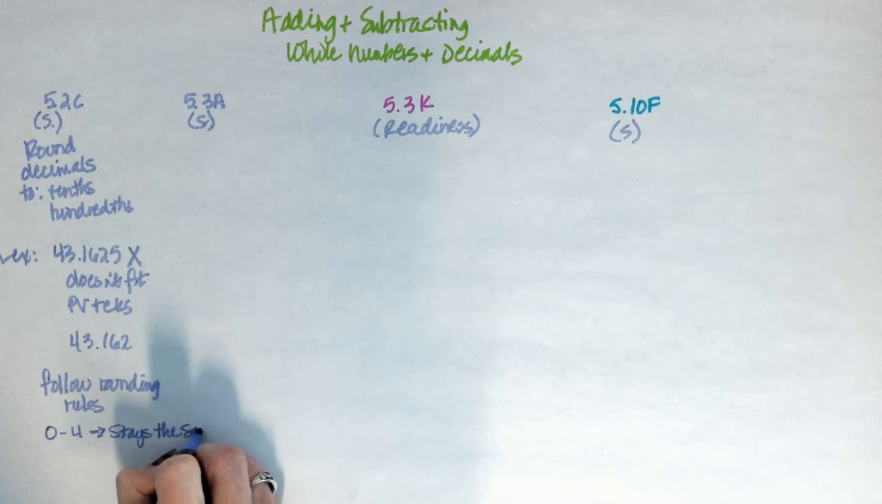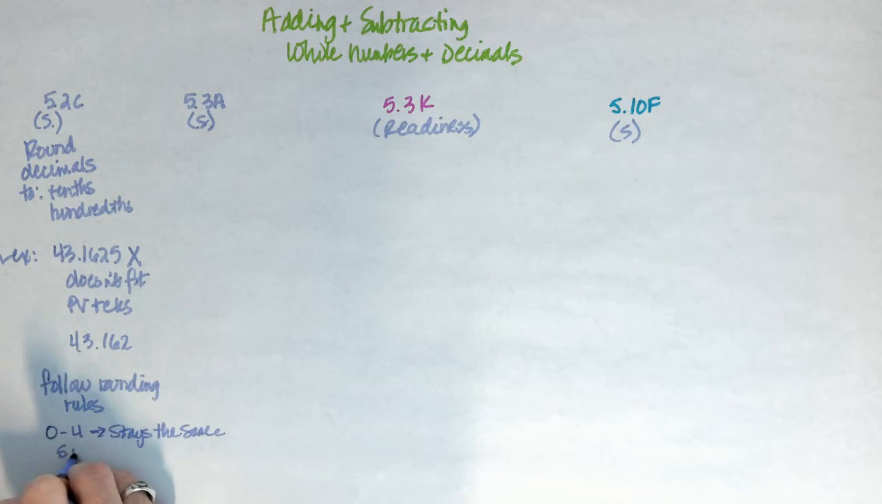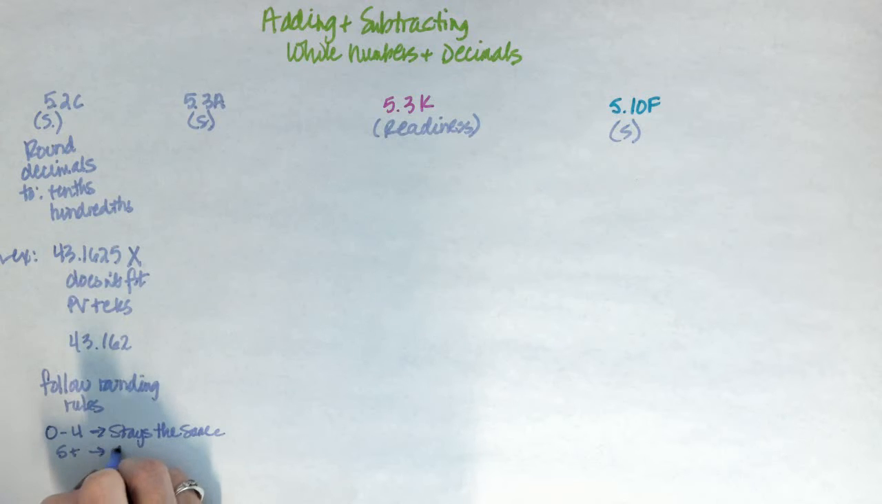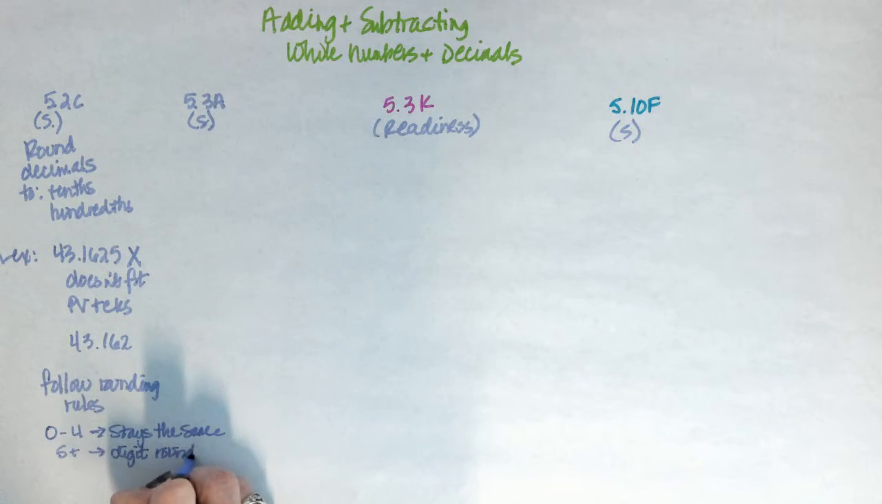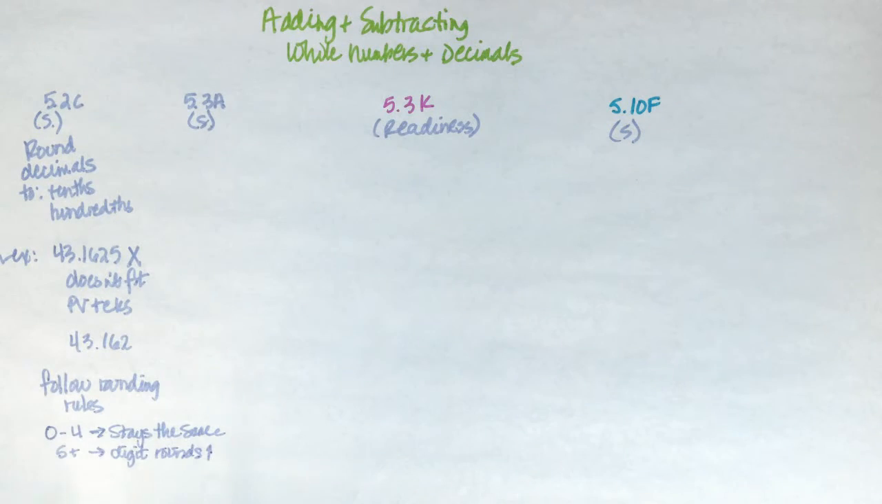Or the next digit stays the same. If it's 5 or more, the digit rounds up. That's it. I don't have to teach any tricks. I just teach the rules.